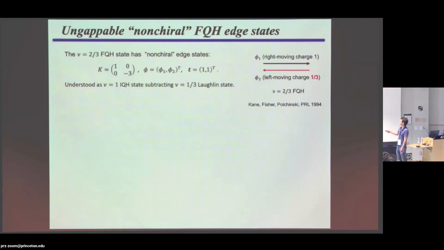Here is the other example, which we are going to focus on in the afternoon talk. This is the two-thirds fractional quantum Hall state. It's understood, as I earlier described, as an integer quantum Hall state subtracting a 1/3 Laughlin state. The Laughlin state has a K matrix which is just the number 3. If you're subtracting it, the chirality flips, so you get −3. That's the K matrix describing the two-thirds fractional quantum Hall state.